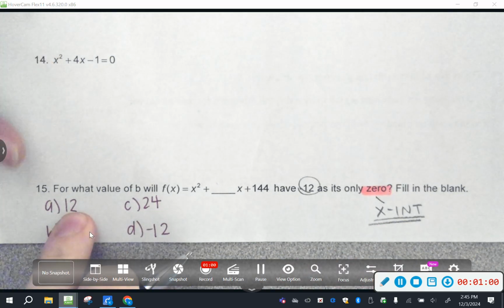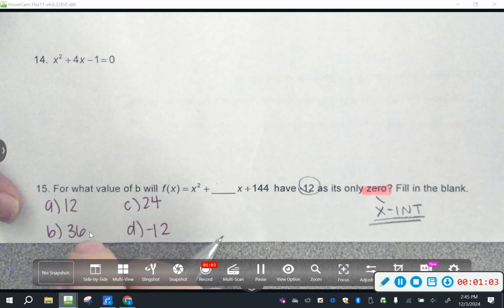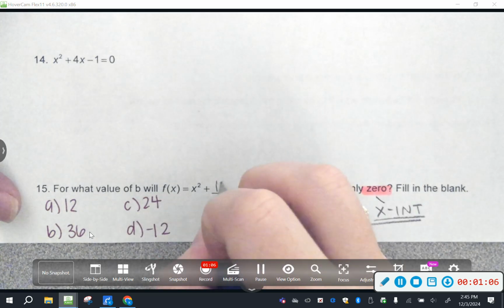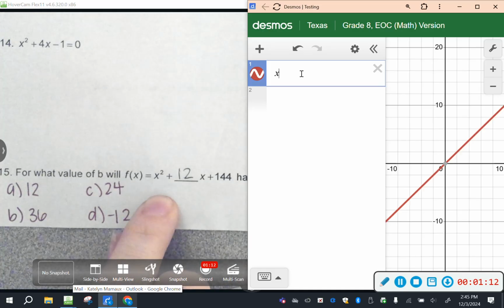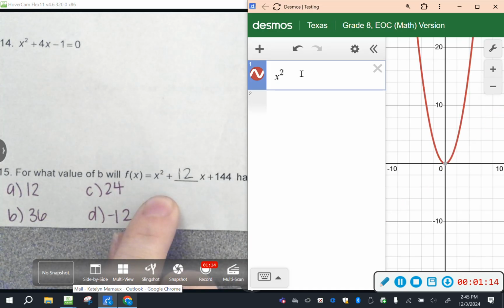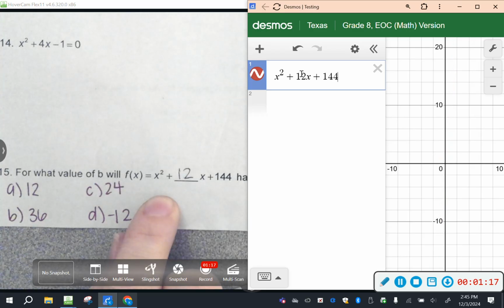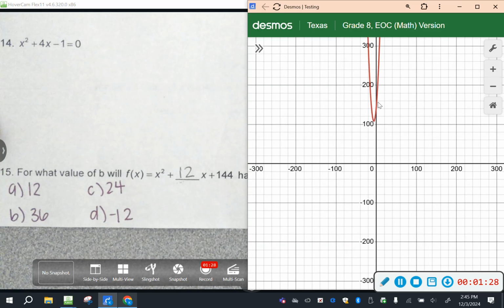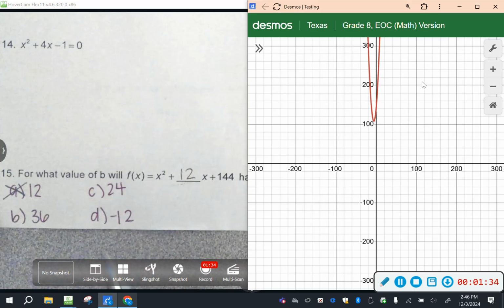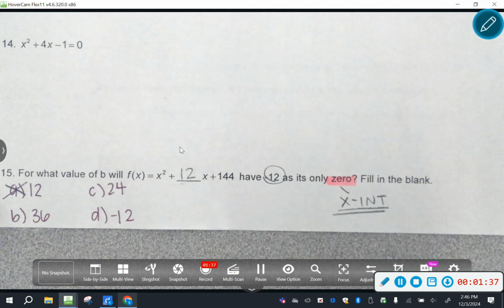I'm going to plug in my first answer choice, which I just kind of came up with. I'm going to plug in 12. In my calculator I type x squared plus 12x plus 144 and see if I have an x-intercept at negative 12. I zoom out, and negative 12 would be right here. There is no x-intercept. This isn't even crossing the x-axis, so that is not going to be my answer.